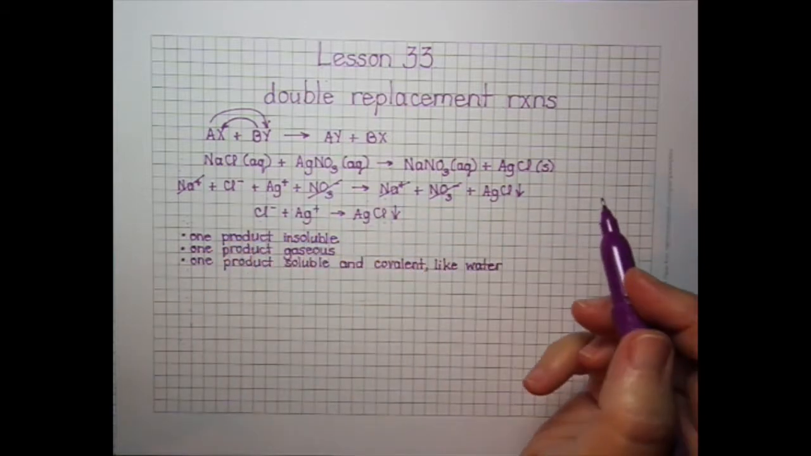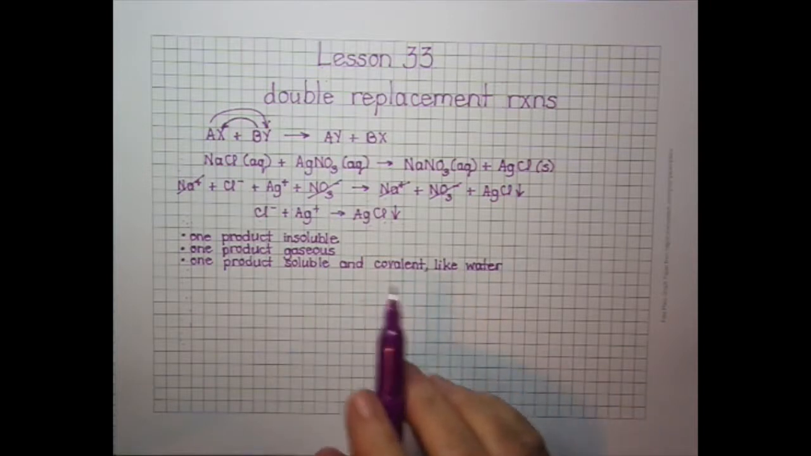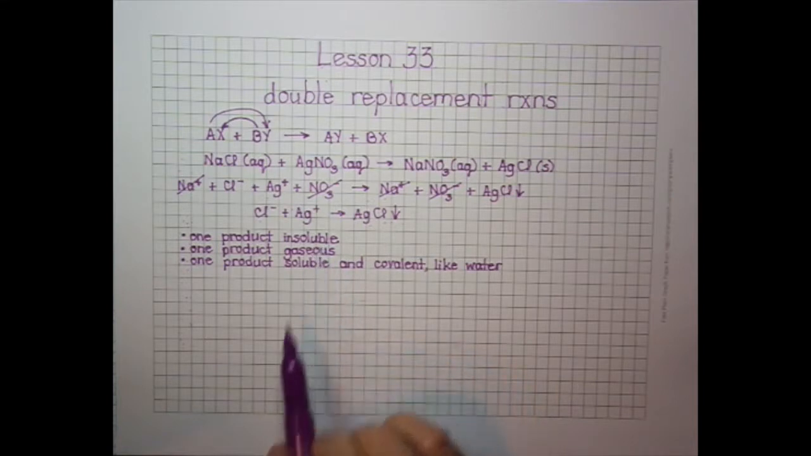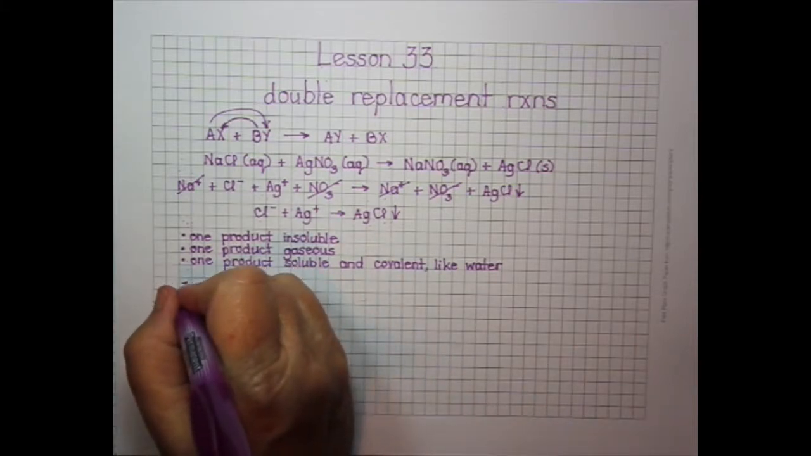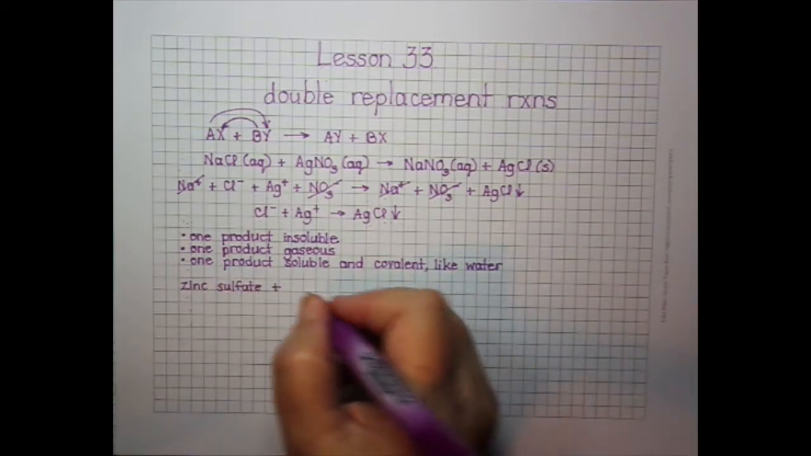However, at this point, you're not expected to know what's soluble and what's not. And so we're just going to take it for granted that any reaction you're given at this point is going to happen. But actually, these are the only circumstances under which double replacement will happen. All right, let's do an example. How about if I said zinc sulfate reacts with sodium carbonate?